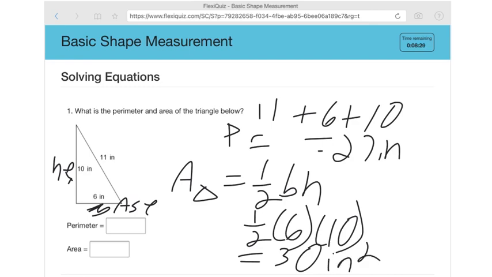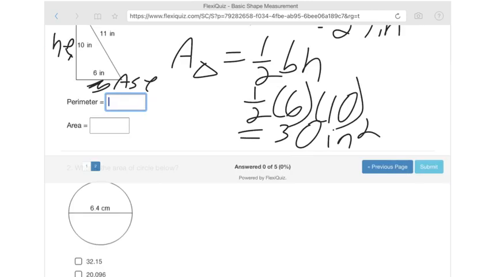And then what you do is you come down in here and you just simply put your answer, 27 in there, and then your answer there, 30. And then I'm going to hit submit. Oh, cancel. Actually, I don't want to submit yet. I want to go down to the next question.